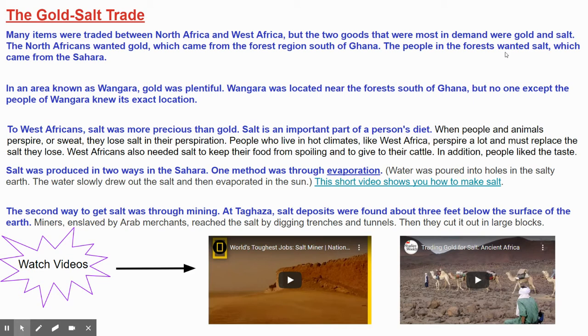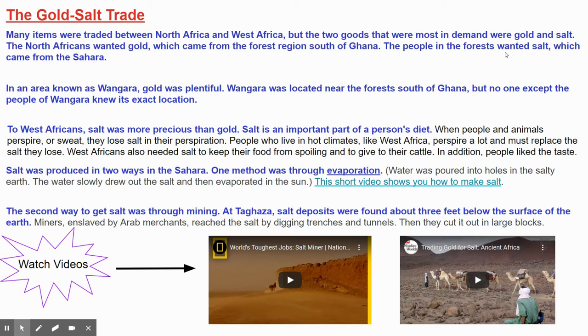Salt is an important part of a person's diet. When people and animals perspire or sweat, they lose salt in their perspiration. People who live in hot climates like West Africa perspire a lot and must replace the salt they lose. West Africans also needed salt to keep their food from spoiling and to give it to their cattle. In addition, people liked the taste.